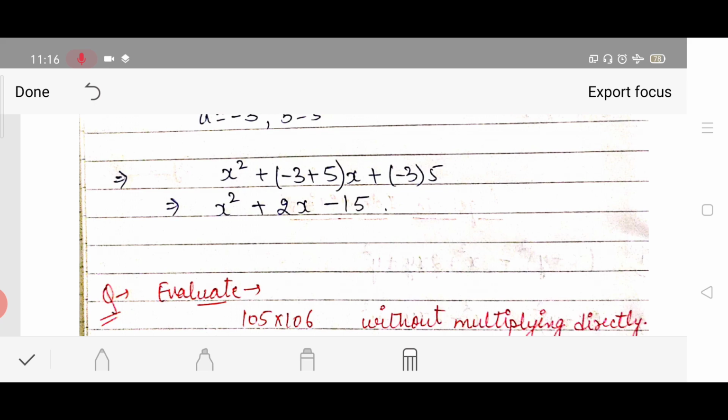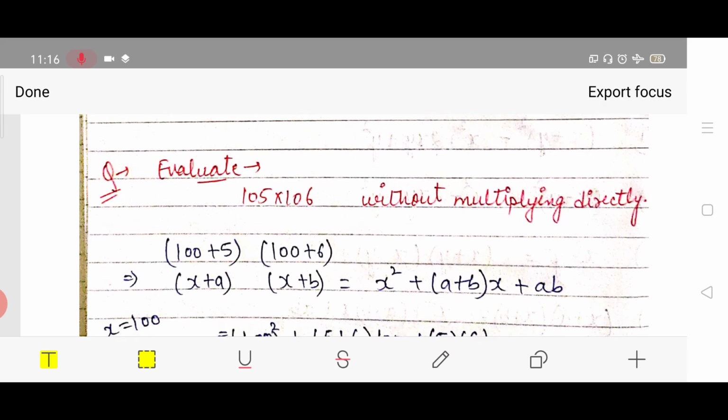You have to evaluate 105 into 106. You can multiply these both numbers by the multiplication method, but the condition of the question is that you do not have to use multiplication directly. You have to solve it without multiplication. So what is the only option you are left with? The only option is using the identities. So how will we use the identity?